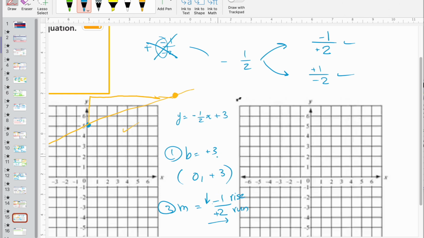Yalla, start by locating your b. It's at number 3. And then rise 1 down, 2 to the right. This is my new point. Connect. That's it.